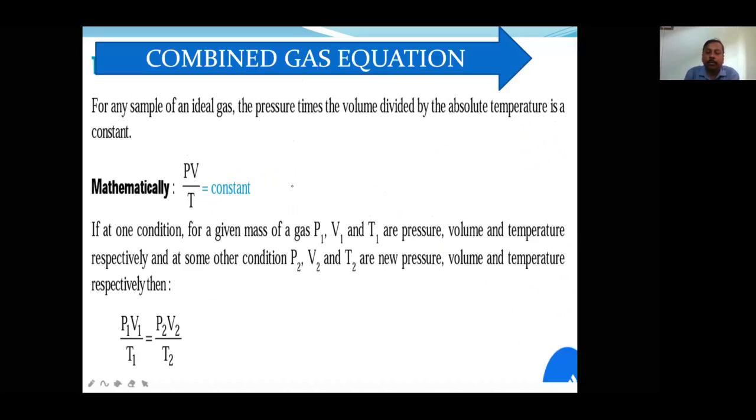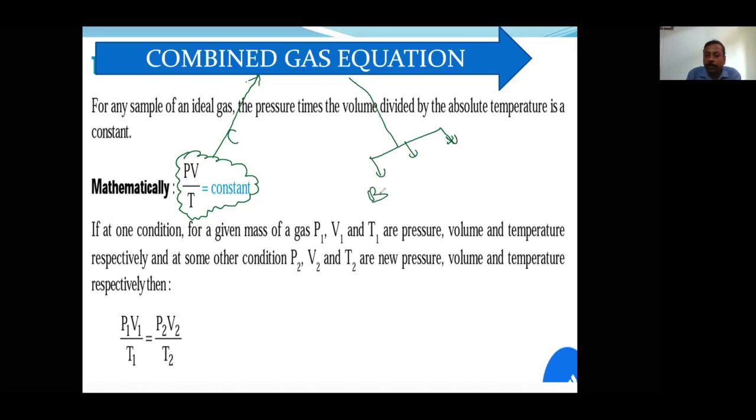Okay, so as of now, whatever we have studied, three laws. Now let us consolidate them. After consolidating all three laws together, we will get an equation called the combined gas equation. Combined gas equation is a combination of how many forms? Three forms.